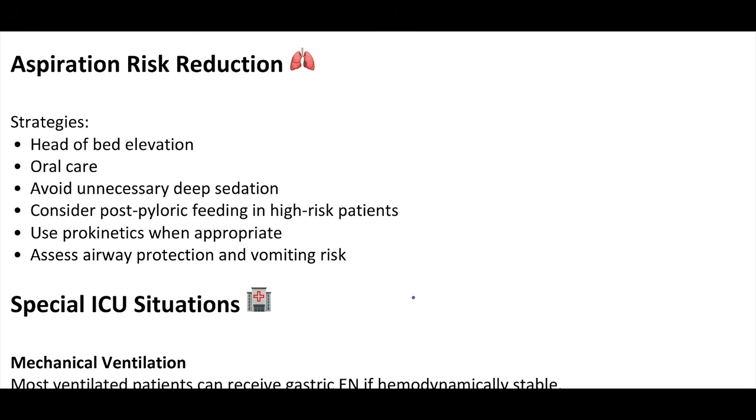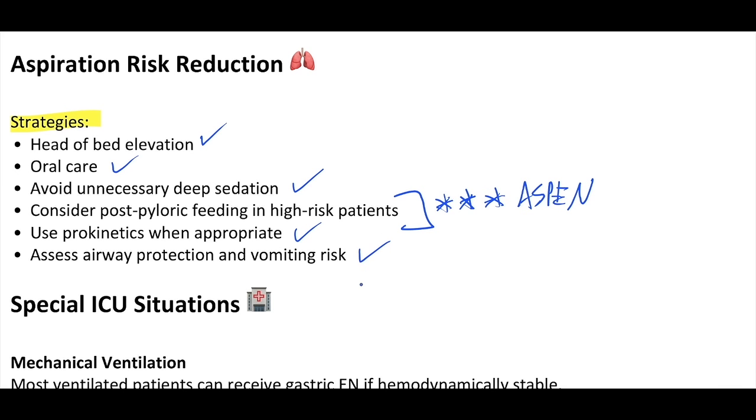So, aspiration risk reduction. These are hopefully somewhat straightforward things that we're all already doing in our sick patients: head of bed elevation, oral care, avoid unnecessary deep sedation, seems obvious. The one thing that we should probably do more that we don't do is consider post-pyloric feeding in high-risk patients, right? ASPEN, one of the big societies, as we mentioned, supports that. Prokinetics we didn't talk about, but there are some medications that can help gastric emptying, and then just continue to assess, right, vomiting risk and that abdominal exam.